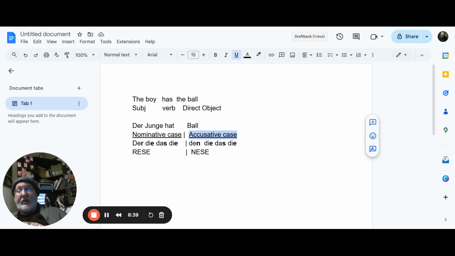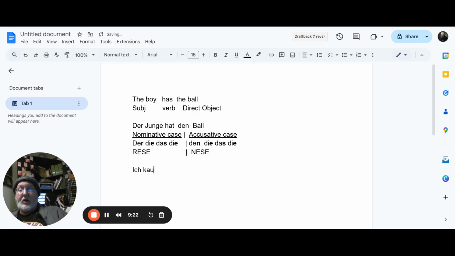So if we look at this, der Junge, this is a masculine word. Boy is a masculine word. Ball is a masculine word. We don't put der here, okay? We actually use the accusative article. And so we get den Ball. So, der Junge hat den Ball. The boy has the ball. Der Junge hat den Ball. Okay? So let's look at another one.